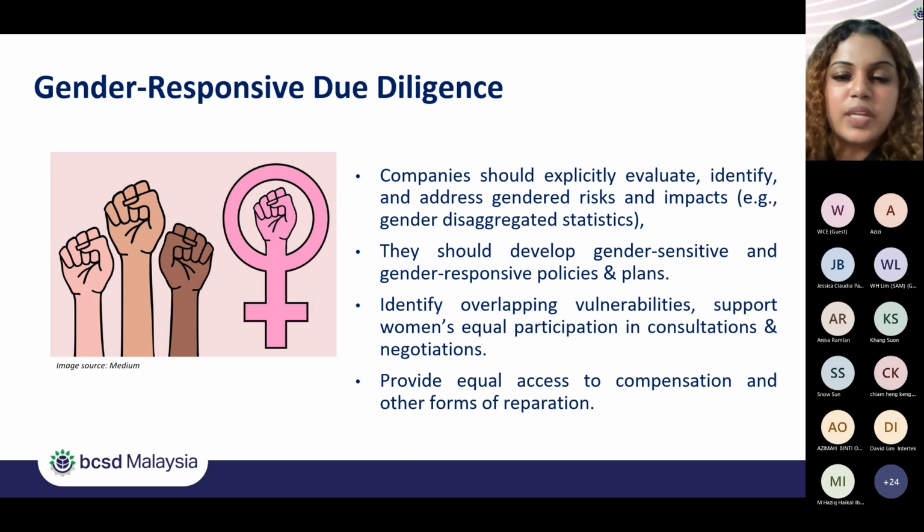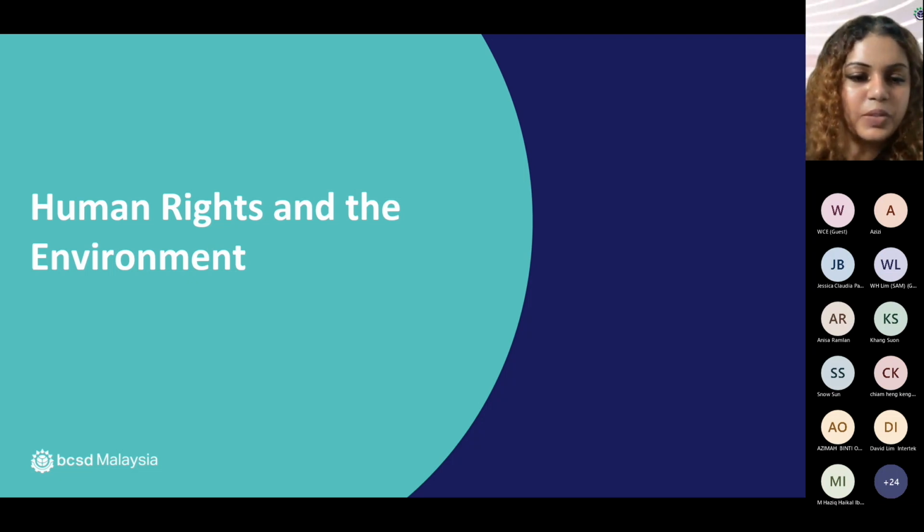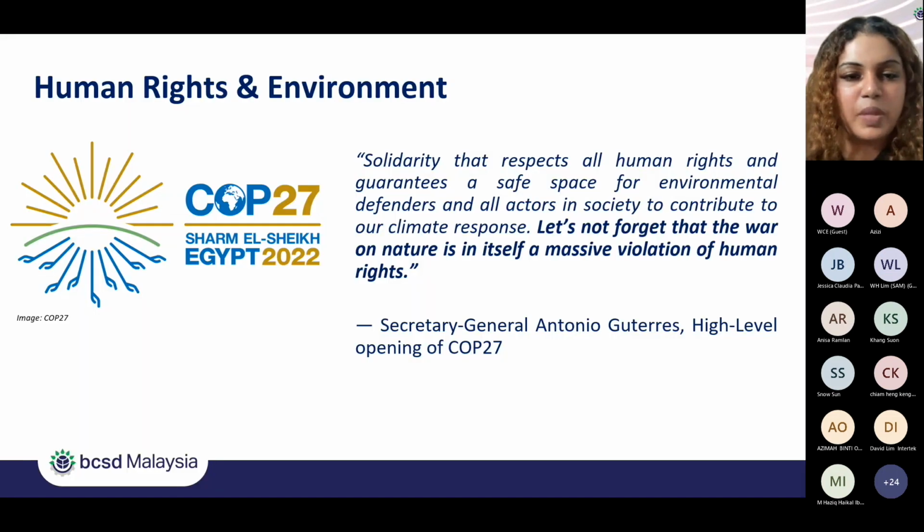And in this sense, gender responsive due diligence, which is GRDD, is based on the recognition that human rights violations are not gender neutral and should not be treated as such. GRDD ensures that a gender lens is applied to each step of the due diligence process and encourages companies to actively support gender equality.